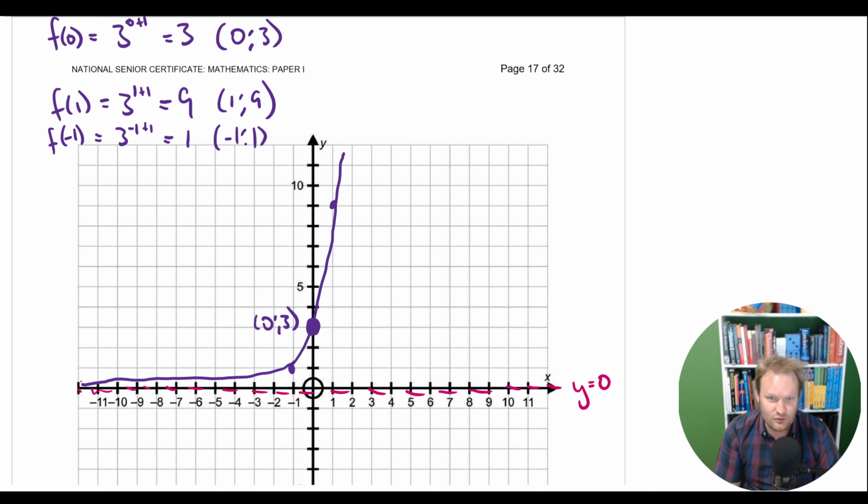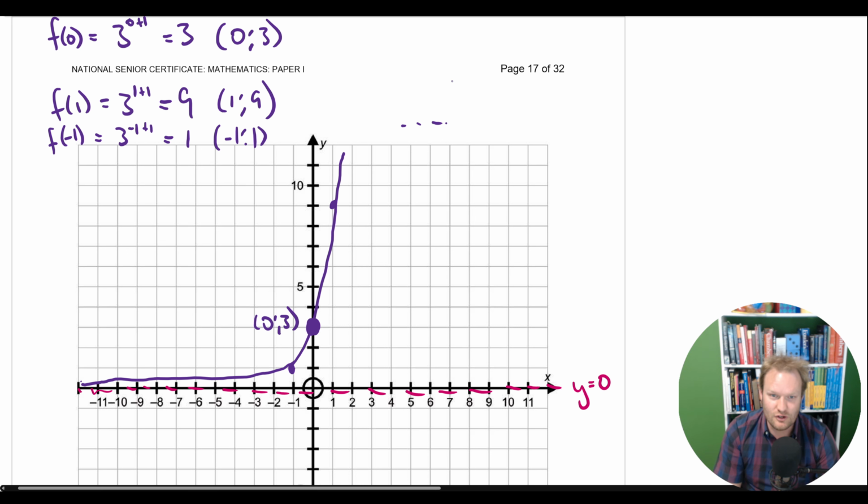Now watch out, I haven't drawn that really well, but it's easier to draw on paper. Make sure that you do approach the asymptote and you don't approach and then turn away, because conceptually that's incorrect.